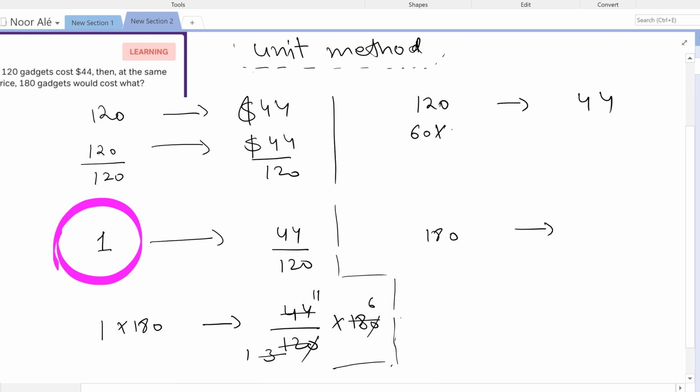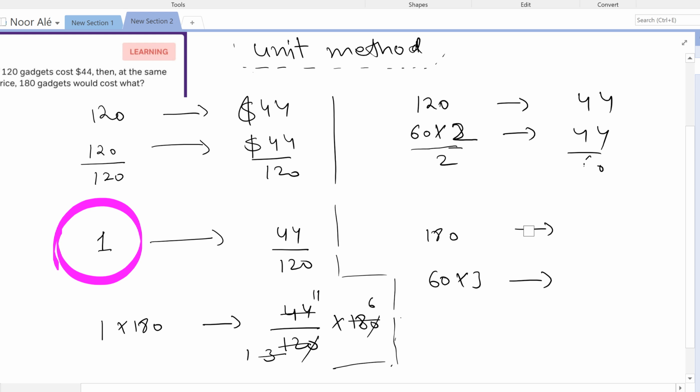So 60 times 3 is that, and here 60 times 2. And here 60 times 3 is 180. So if we can find it for 60, we can convert it easily. So what we're going to do, we divide 120 by 60. Sorry, we have to divide it by 2, not 60, because we have to use 60 right there. So I divide both sides by 2.